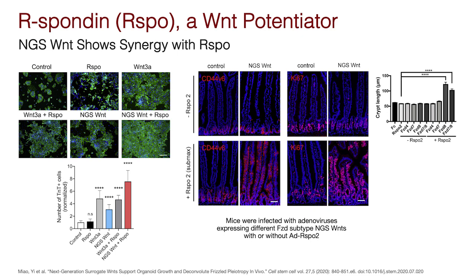R-Spondin is well known as a Wnt potentiator, and we could detect the synergistic effect of these 2 proteins in vitro on organoids, as well as in vivo, as we can see here that in the mice treated with adenoviruses expressing NGS Wnt with or without R-Spondin, we see more proliferation in this group. Also, we can see a significant increase in the crypt length in the groups that contain both R-Spondin and NGS Wnt.